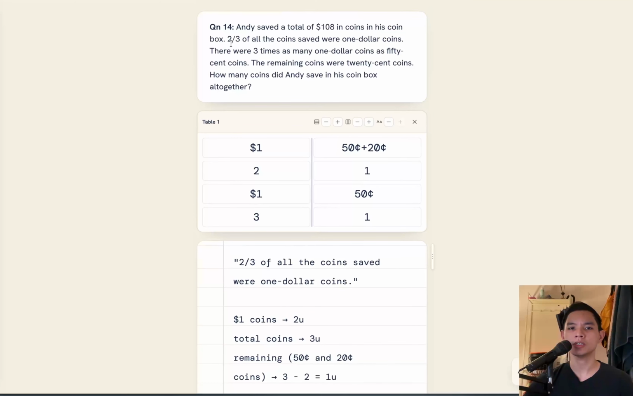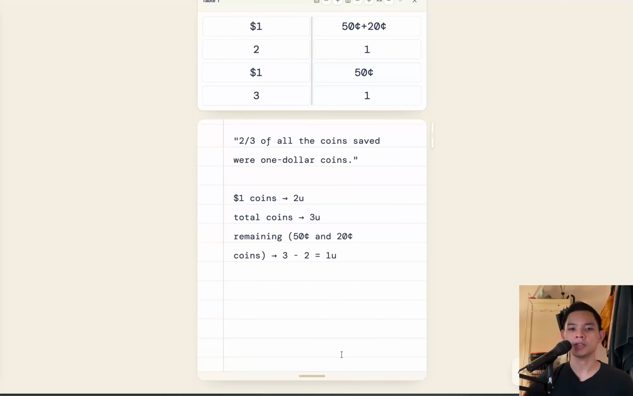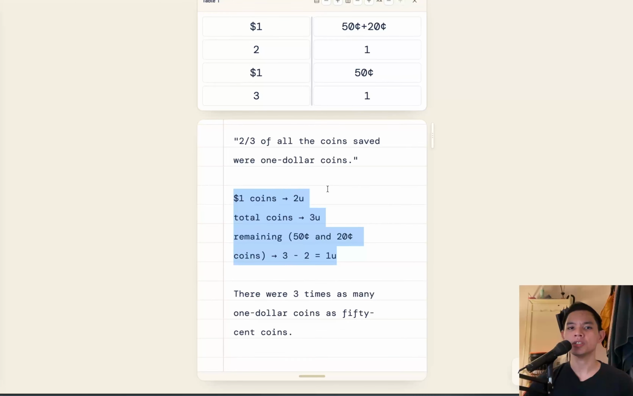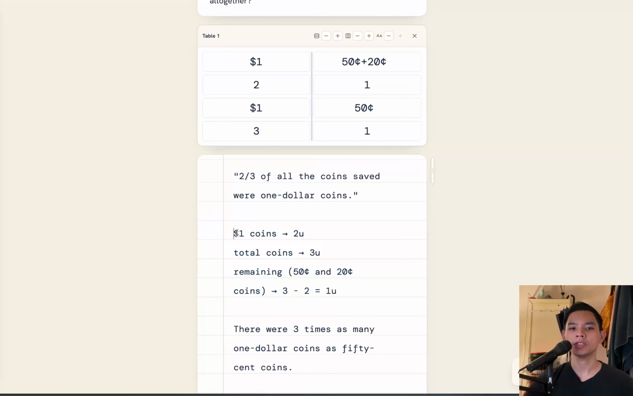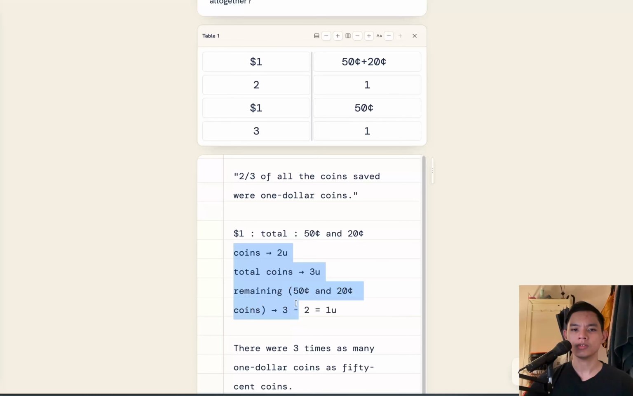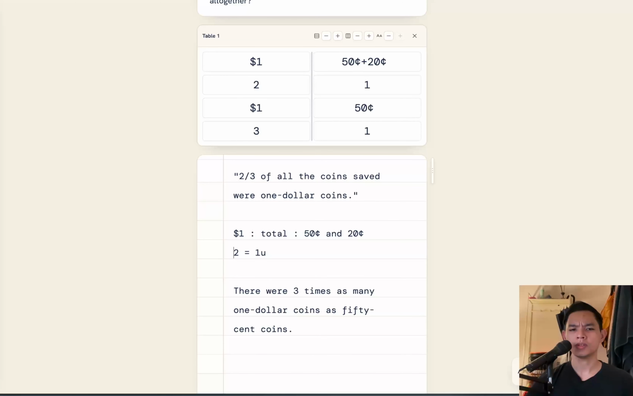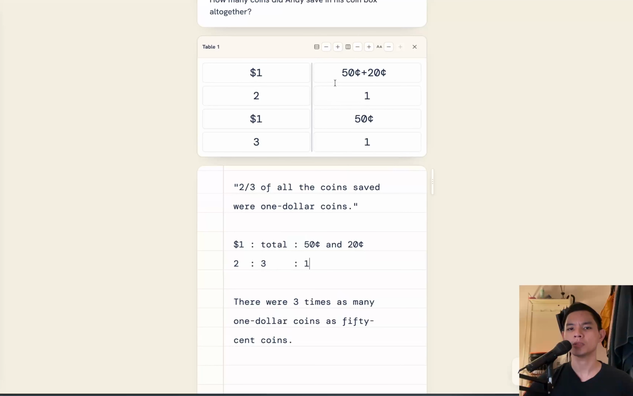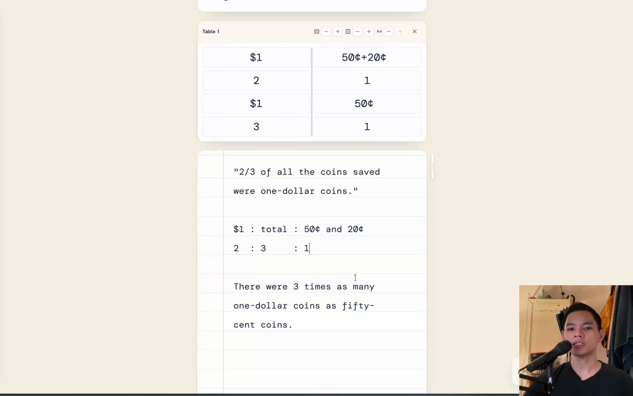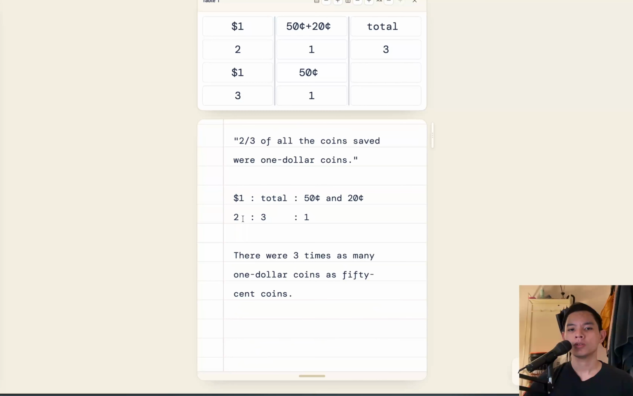Okay, so the next one is: there were 3 times as many $1 coins as 50-cent coins. I will put this as a ratio, as what I've shown here. In this case, $1, total, and 50-cent. So that means $1 is 2, total is 3, and 50 cents and 20 cents together will just be 1. Pretty straightforward. There were 3 times as many $1 coins as 50-cent coins, which means that the $1 coin to 50-cent coin ratio is 3 to 1.